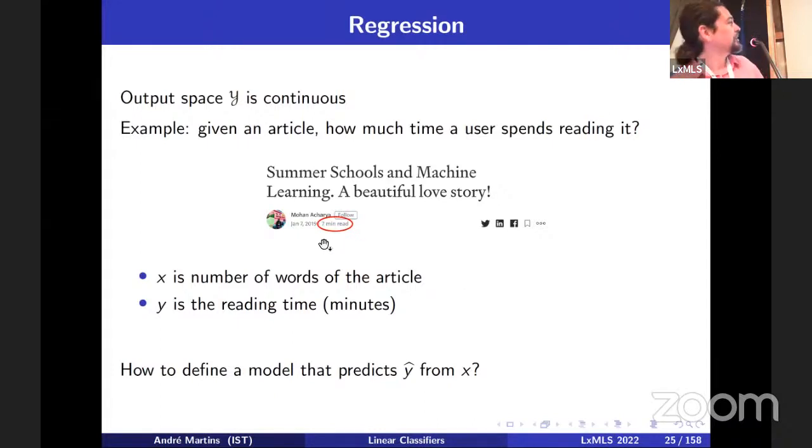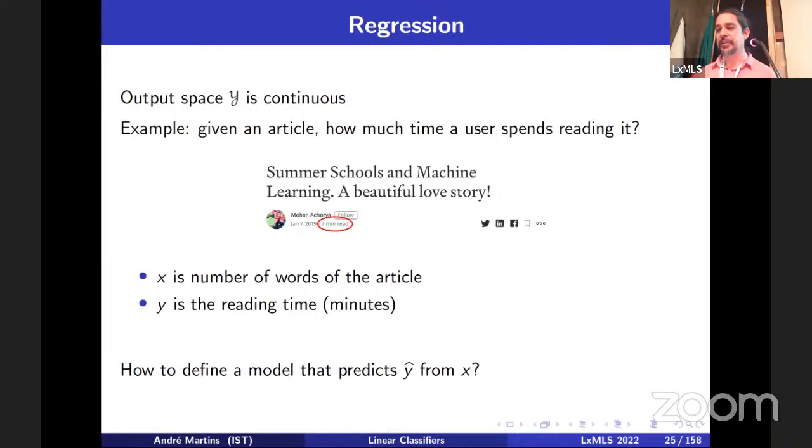I don't know if you can read it, but in Medium, before a post, you see an estimate about how much time it takes to read that post. I don't know how they do that there. I bet it's something really simple, nothing very sophisticated. Here I'm going to talk about very simple models.